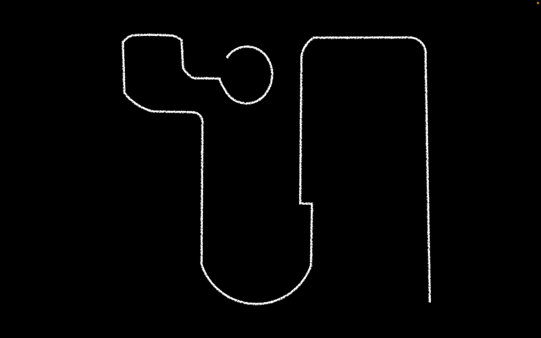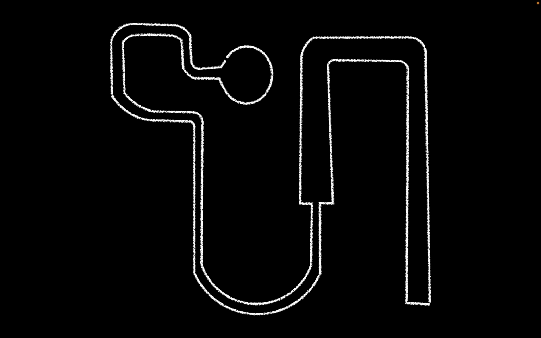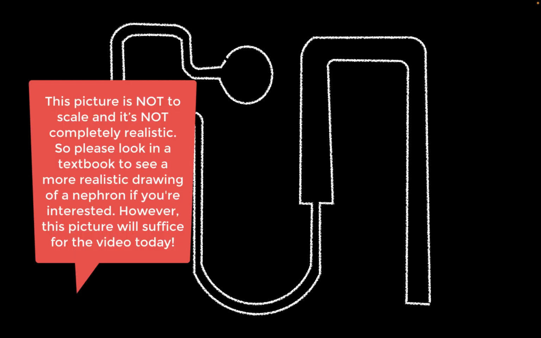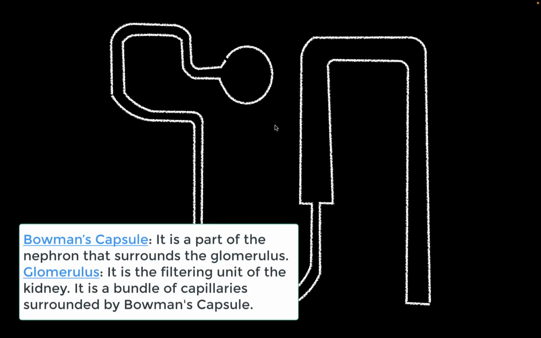So the first thing that I want to do is draw a picture of a nephron. So this is a picture of a nephron. Now this picture isn't to scale and it's not anatomically accurate, but this picture of the nephron will do good for this video. So the first region of the nephron that I want you to focus on is going to be this region. Now this region is called Bowman's capsule, and inside of the space of Bowman's capsule, we have a network of capillaries called the glomerulus.